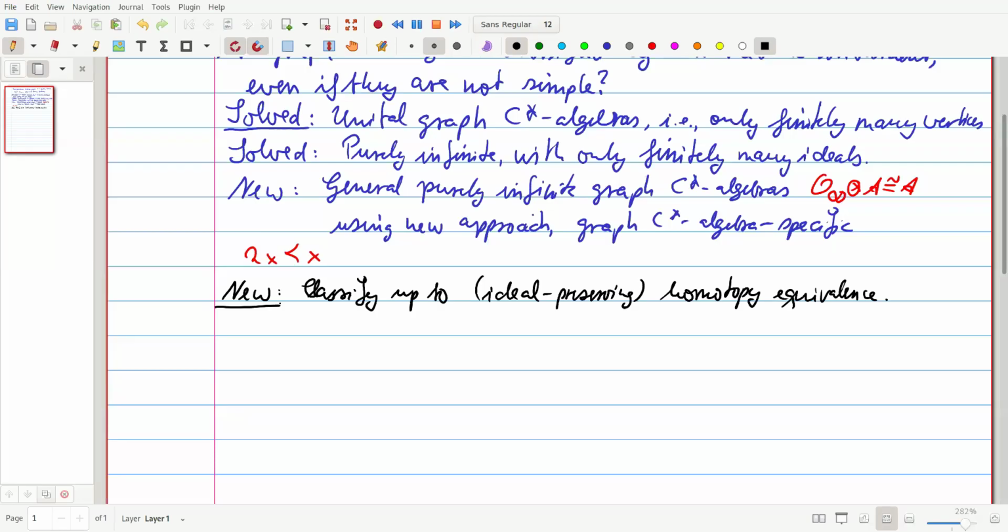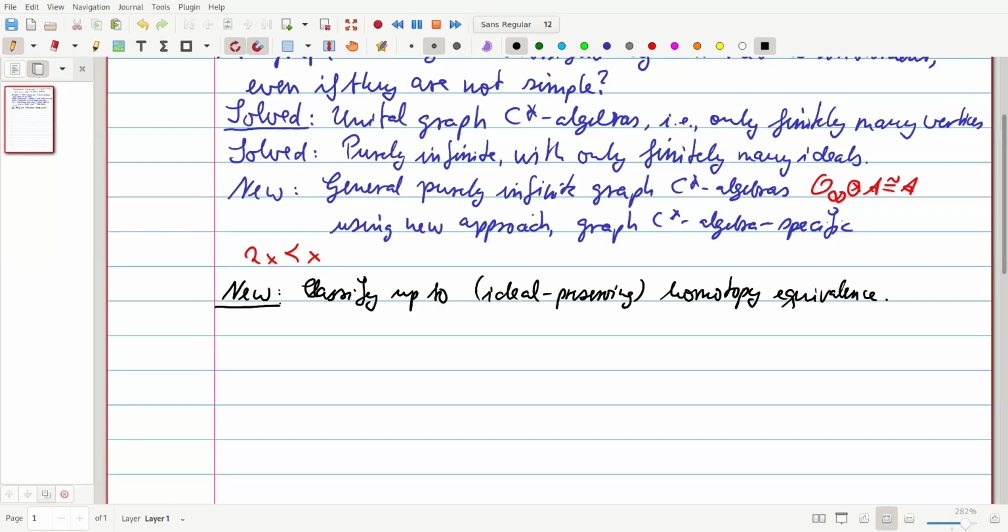Okay. So can the lattice of ideals here be replaced by a diagram of graph C-star algebras? Well, in the end, if you take an ideal in a graph C-star algebra, it's again a graph C-star algebra. So you would have a diagram of graph C-star algebras if you do this.